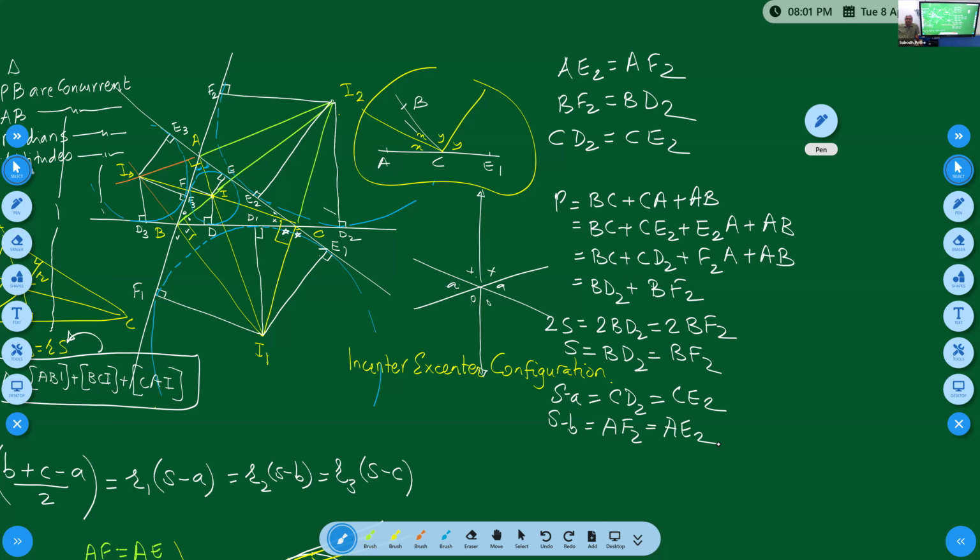6 of them will be type S, 6 of them will be of type S minus A, 6 of them will be of the type S minus B, and 6 S minus C. Total 24. So in this configuration, everything is known now. All the distances. So if small a, small b, small c, lengths of sides are known to us, we can find out any distance in this diagram.